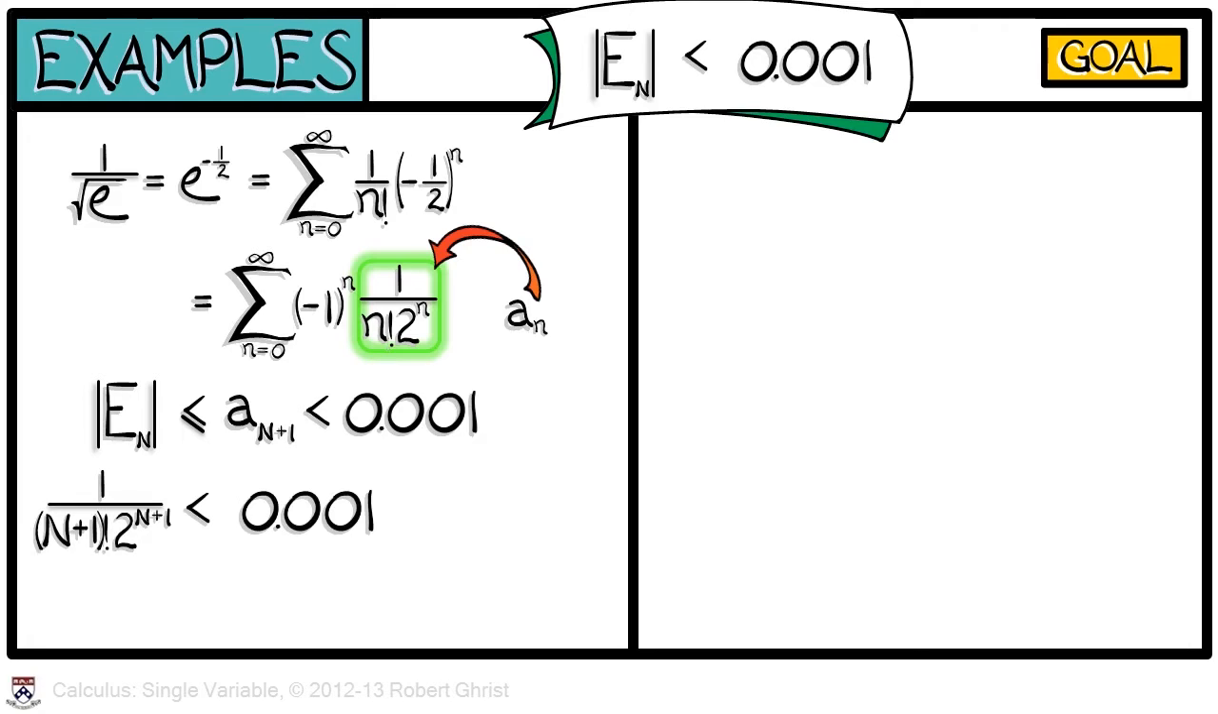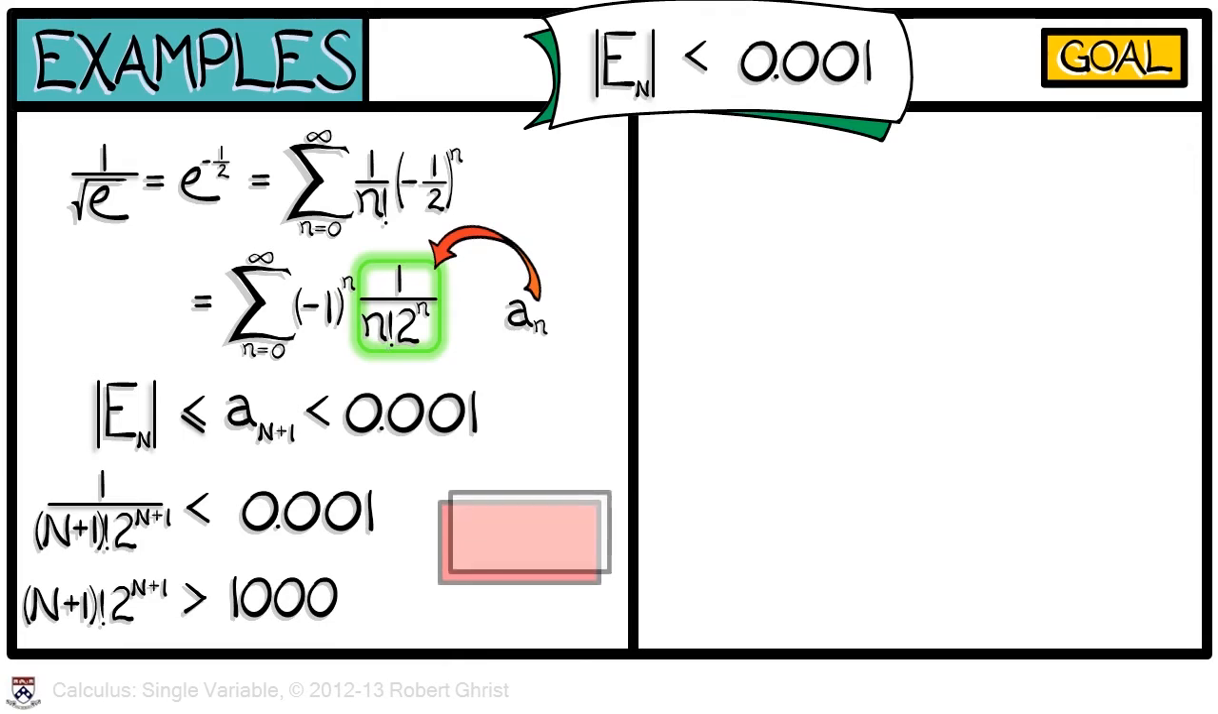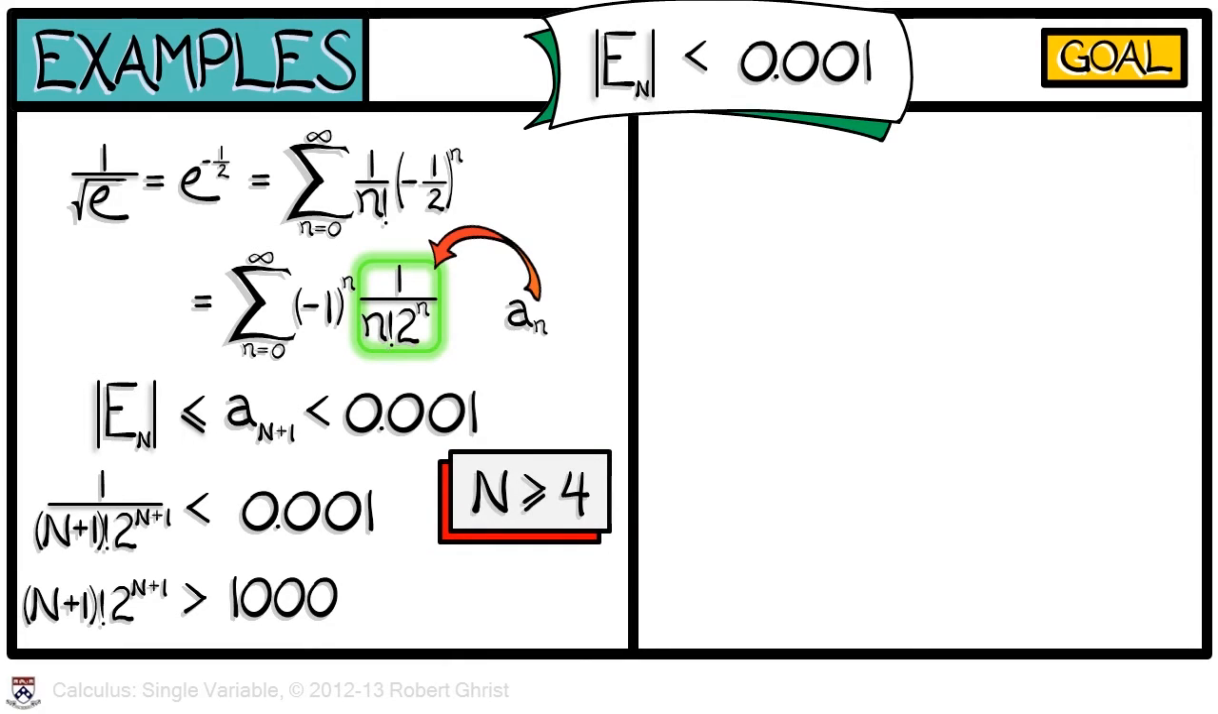Well, what is a sub capital N plus 1? It is 1 over capital N plus 1 quantity factorial times 2 to the capital N plus 1. Getting that less than 1/1000th is not so hard. That's going to work whenever N plus 1 factorial times 2 to the N plus 1 is greater than 1,000. That's true whenever N is bigger than or equal to 4. So it doesn't take many terms to approximate 1 over square root of e.